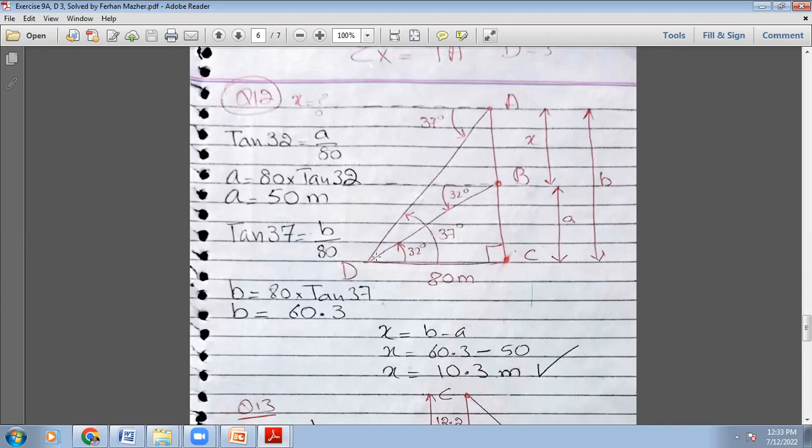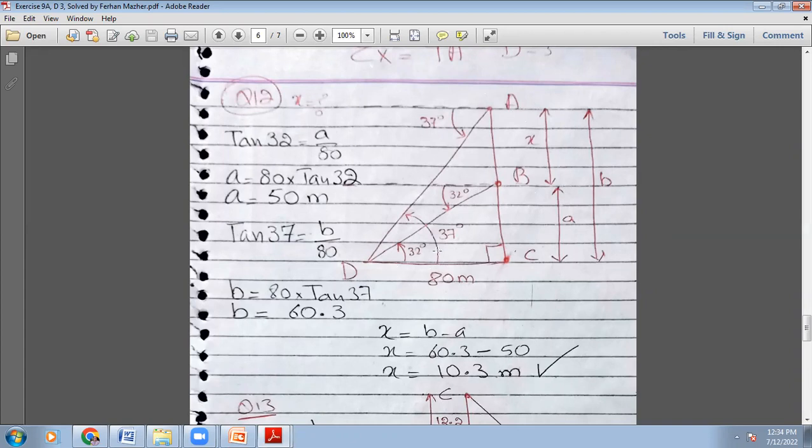It is 80 meters away from the foot of the cliff, and the angle of elevation of the top of the dish from this point D will be 37, and the angle of elevation of the cliff from this boat will be 32. Actually, they have given us the angles of depression, but angle of elevation and angle of depression are both equal. They want us to find out the actual height of this dish.